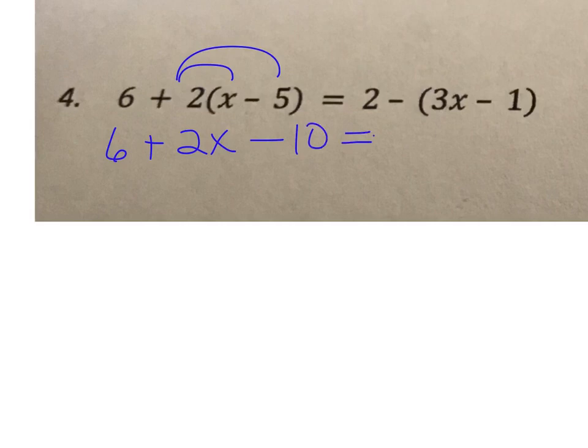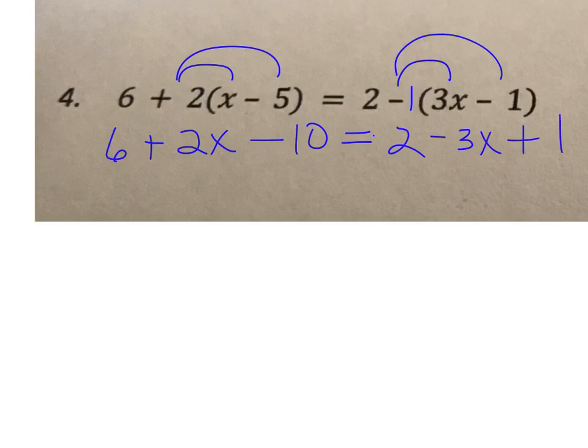Now on the right side, again, this 2 has nothing to do with the distributive property. But what we need to realize is there's a negative 1 here. So I'm distributing negative 1. Negative 1 times 3x is negative 3x. Negative 1 times negative 1 is positive 1.